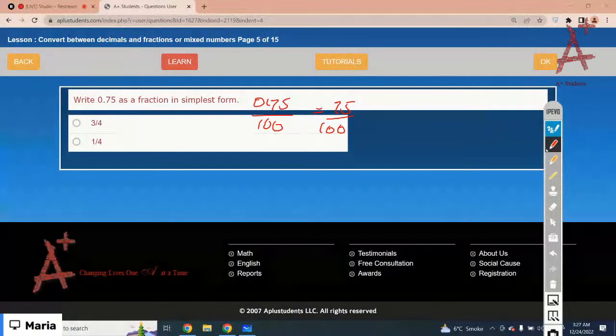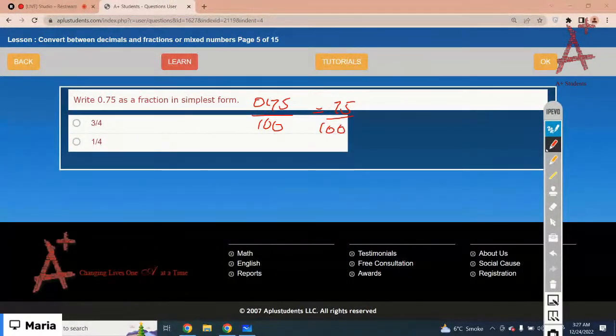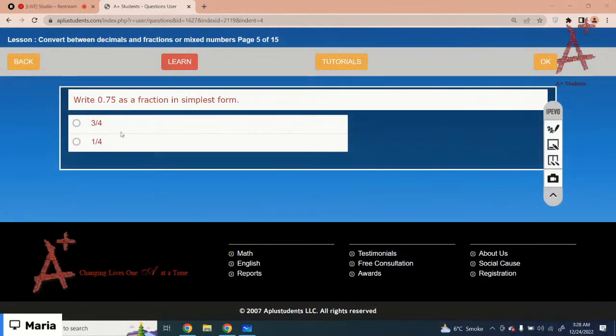So you can divide them by a common number. The common number that can divide both numerator and denominator is 25. So just divide them by the common number. 25 times 3 is 75 and 25 times 4 is 100. That means you can write 0.75 as a fraction in simplest form. It would be 3 over 4. Got it? So just select the correct option, then click on the OK button.